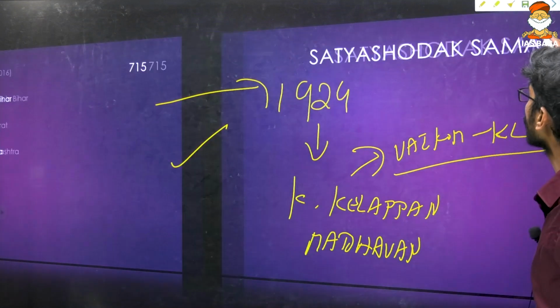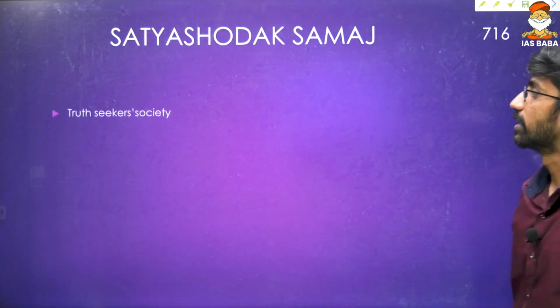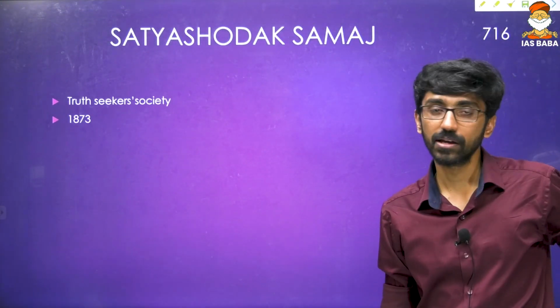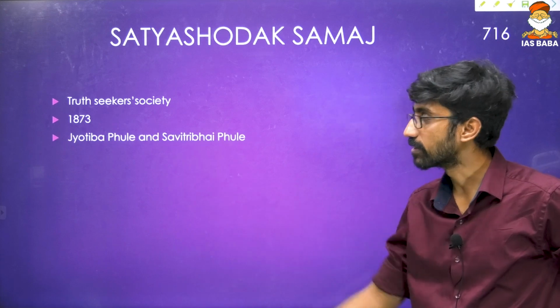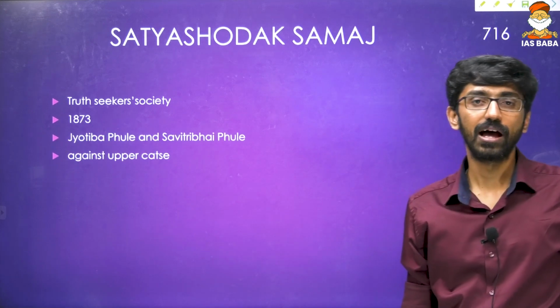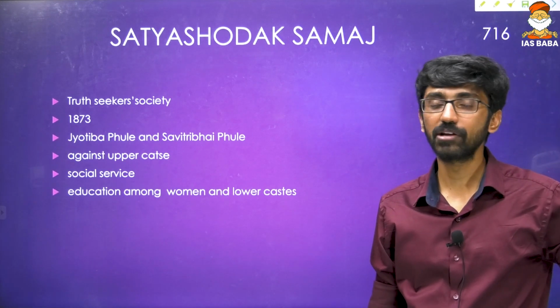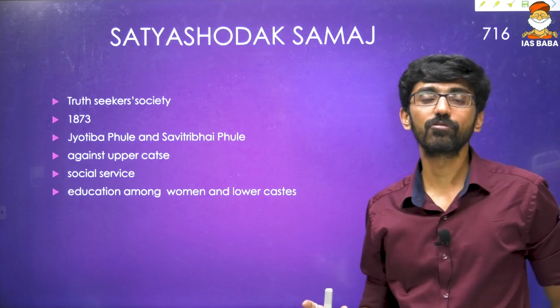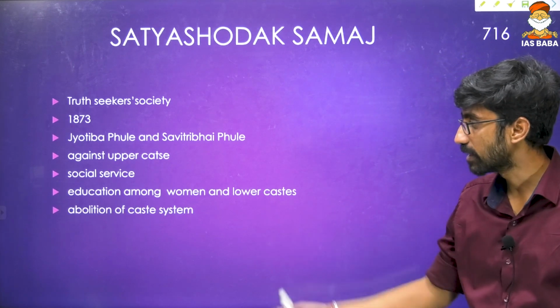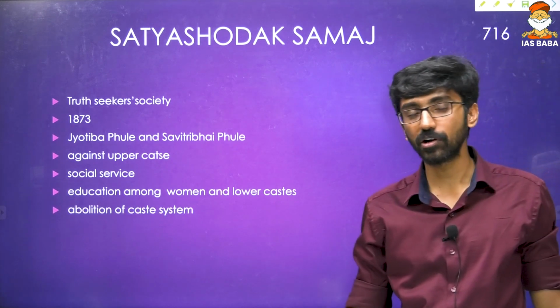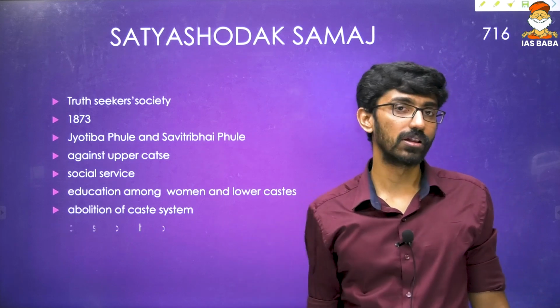Now, what is Satya Shodhak Samaj? That is the Truth Seeker Society by Jyotiba Phule and Savitribai Phule. It was in 1873, in Maharashtra, against upper caste domination. It believed in social service, and education among women and lower castes. They wanted to abolish the caste system and make the society equal for everyone.